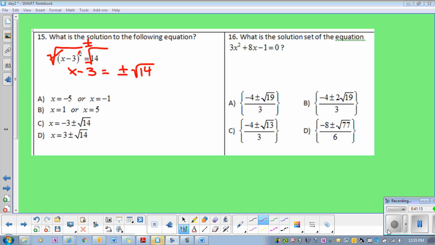No, because it's 7 times 2, right? Add the 3. And remember, if you have a plus or minus already on one side, when you add or subtract the number, it has to go in front of the plus or minus. So then this becomes x equals 3 plus or minus the square root of 14, which is D.